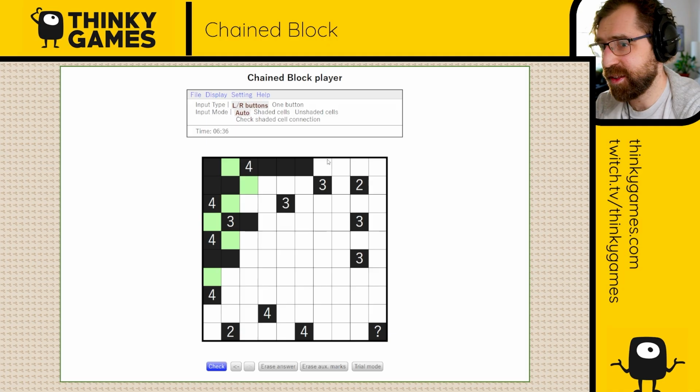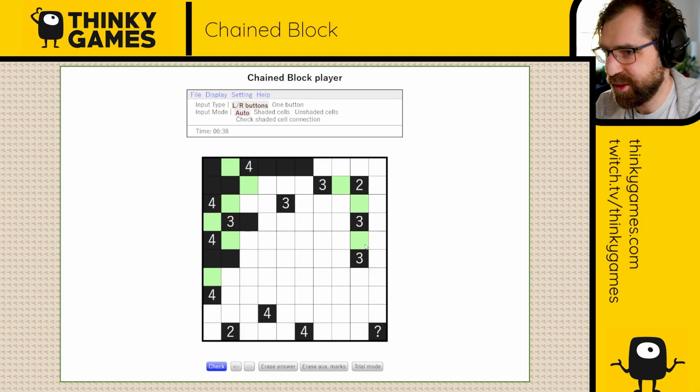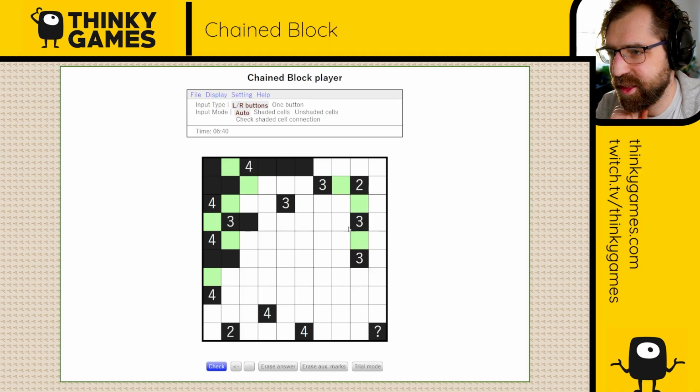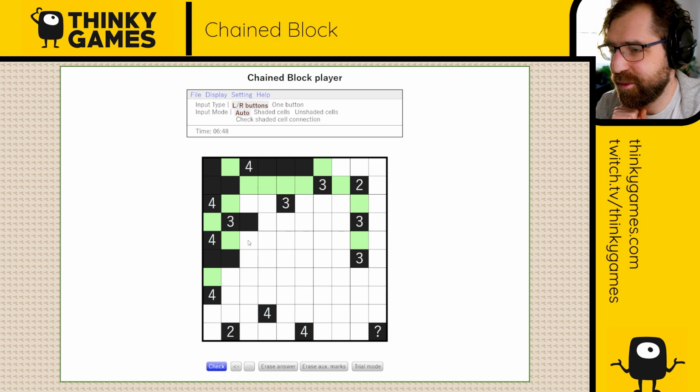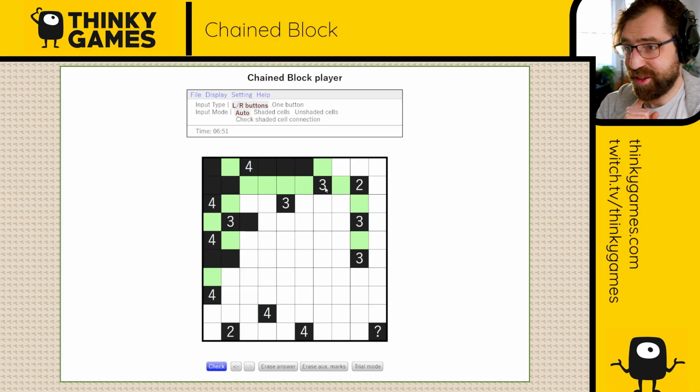Oh, also, just like in Nurikabe, if we have numbers that are near each other, we can separate them from each other, just like that. We should have done that earlier. Also, because the 4's done, we can mark off all the stuff around it. Need to not forget. But yeah, another 3 is joining this chain.